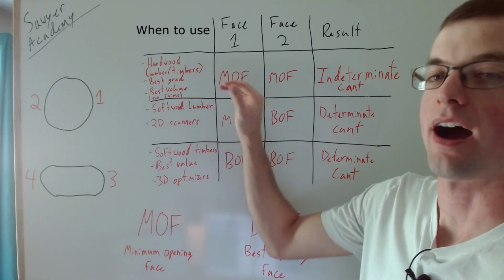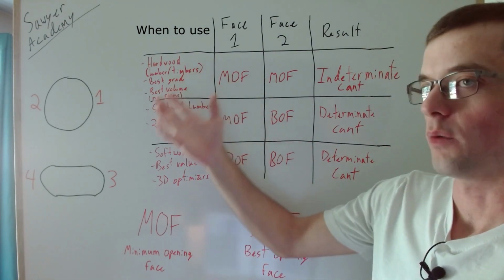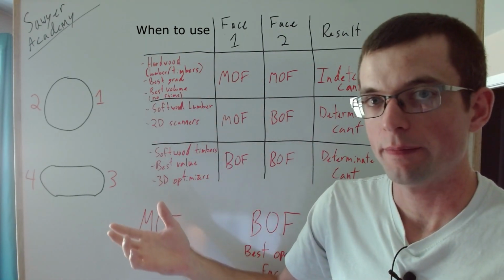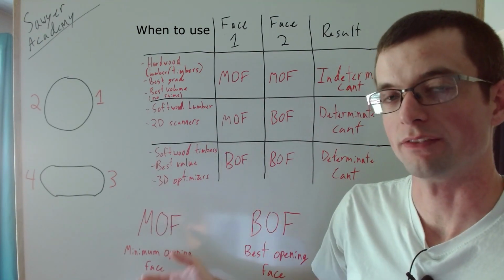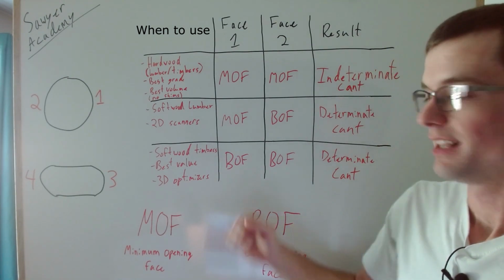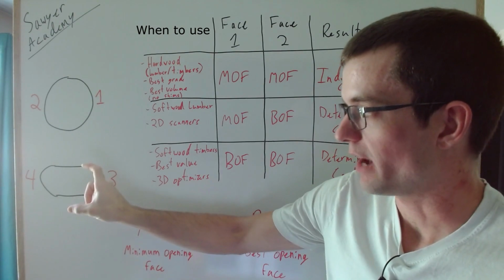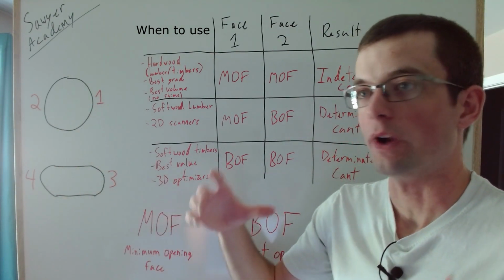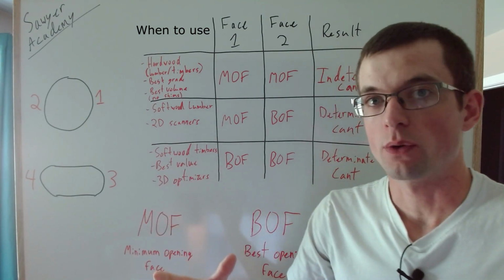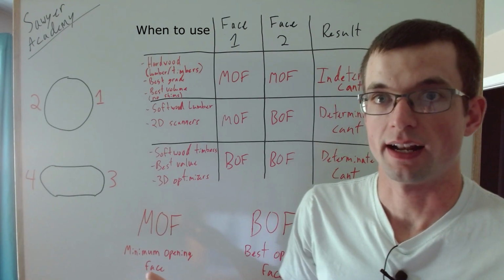So that kind of shifts you higher into MOF. Again, the downside to, well, why don't I just run MOF all of the time? The downside to running MOF all of the time, your minimum opening face all of the time, is this, what you're left with, this indeterminate cant size. Let's say we apply an MOF to face 1, 2, 3, and 4, we're going to be left with a 9 3/4 by 10.5. We can't sell a 9 3/4 by 10.5 timber.